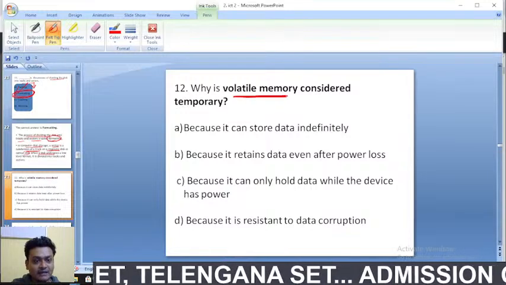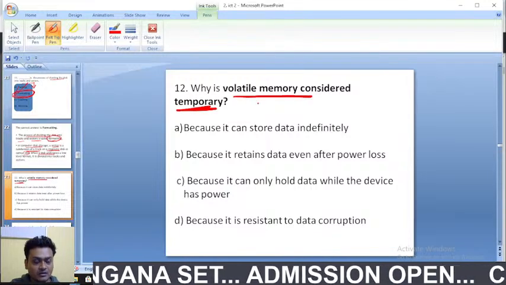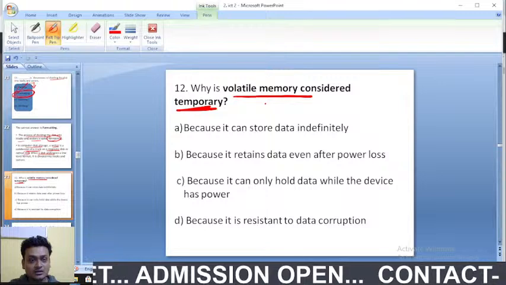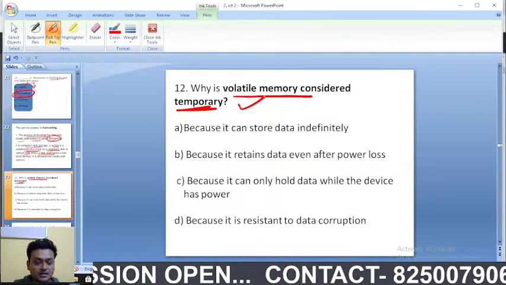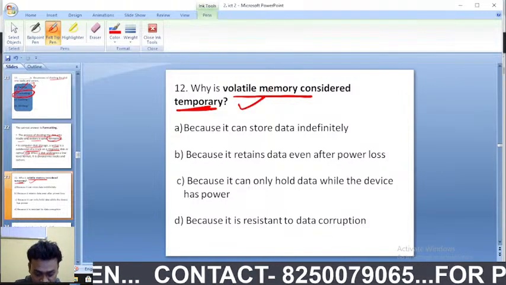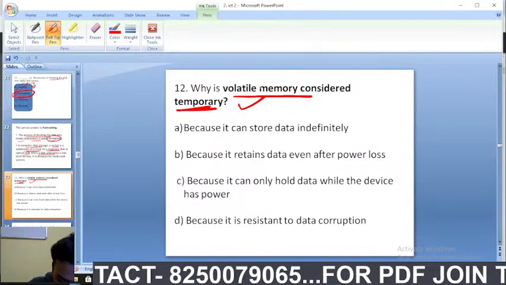Why is volatile memory considered temporary? Volatile memory considered as temporary. Okay, I will be completing here.